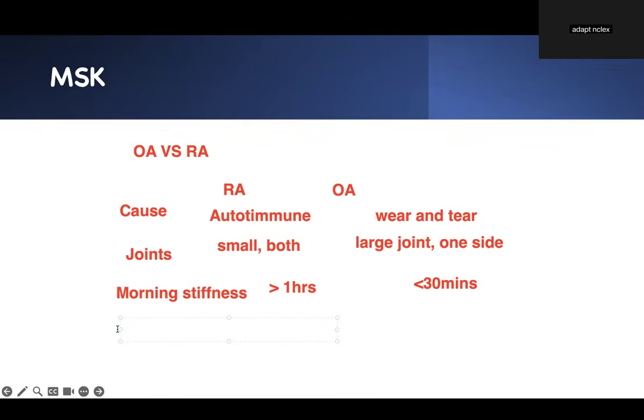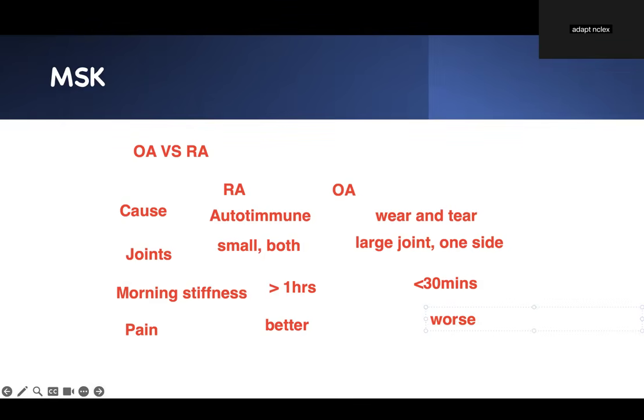Then pain. What happened to the pain? The problem with rheumatoid arthritis is they need to move to make the pain better. Why? Because the more they move, the less stiff the joint is. So you want them to move. So rheumatoid arthritis pain gets better. Osteoarthritis, when they move, they put wear and tear on the joint. So the pain gets worse.